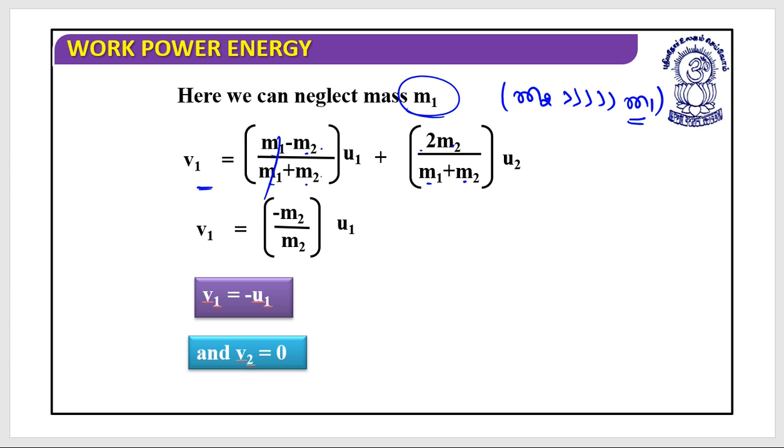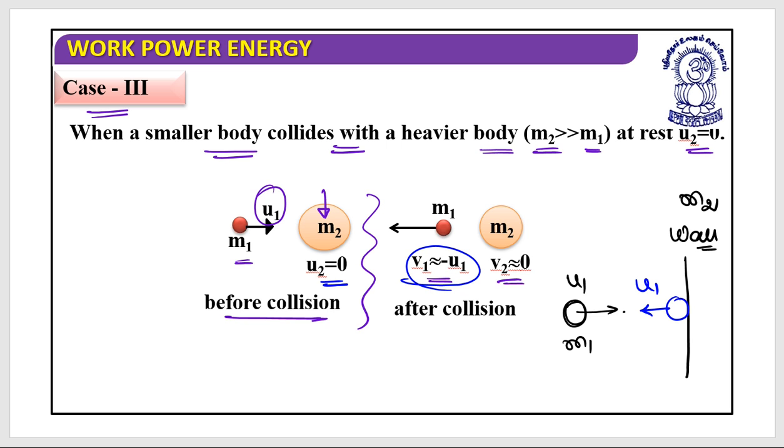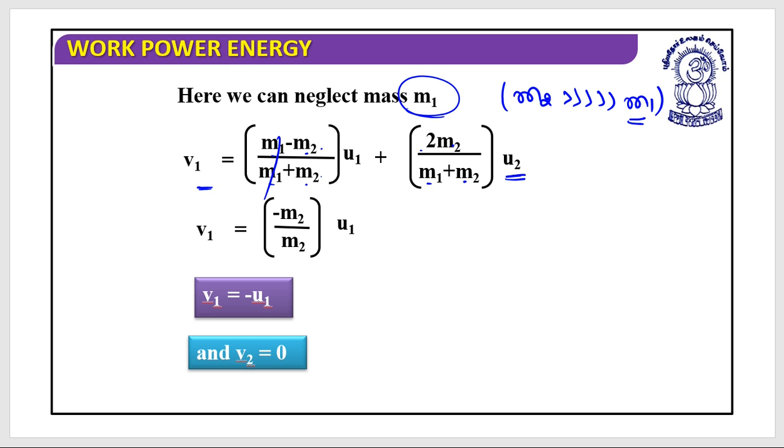Here you are going to observe that this is u2. My second object was initially at rest. So as it was at rest, this u2 would be 0. So this total number would be 0, because u2 is equal to 0.